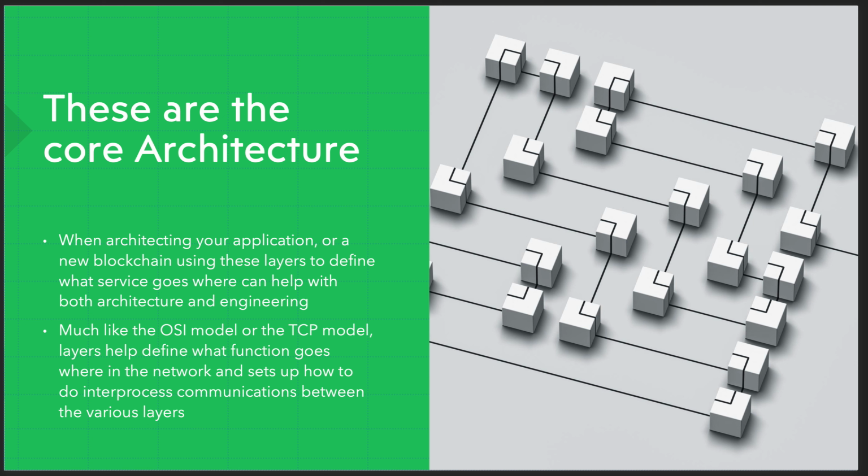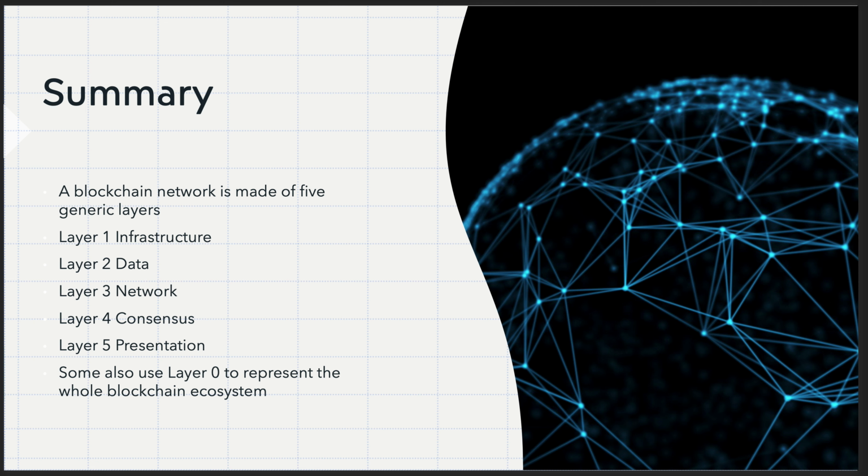These are the core architecture layers that you will hear referenced throughout documentation across all of these different kinds of blockchains that you're going to be working with. Think about it like the OSI model or the TCP/IP model. Layers help define what function goes where, how they communicate back and forth with each other, and do inter-process communications. The big thing to pull out of this is that the generic blockchain is made of 5 generic layers: infrastructure, data, network, consensus, presentation, or application. Some also use layer 0 to represent the whole blockchain ecosystem. So if you're going to bridge two blockchains, it's either going to happen at layer 0 or layer 1, depending on how they write the bridge.